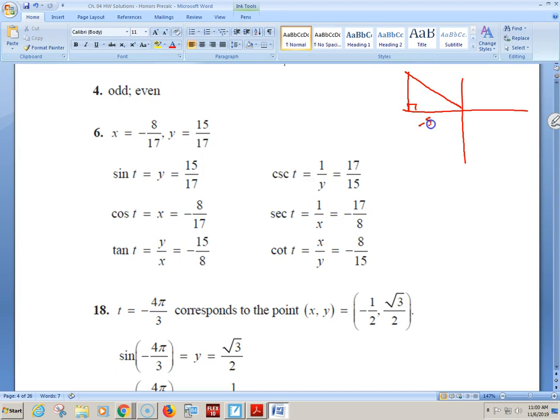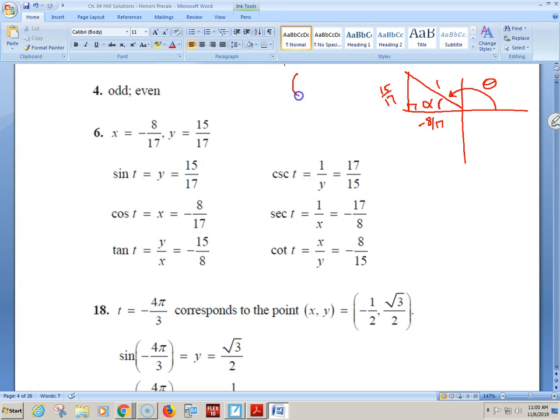The x would be negative 8 over 17. The y would be 15 over 17. Technically it should be taller, but whatever. So if you like SOHCAHTOA, you can fill in a triangle with exactly the information they gave you. The angle is technically way out there, but we still use what we call the reference angle. We use this triangle to answer. So sine, opposite over hypotenuse. Cosine, adjacent over hypotenuse.